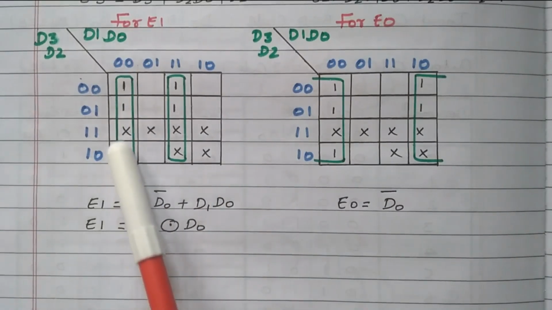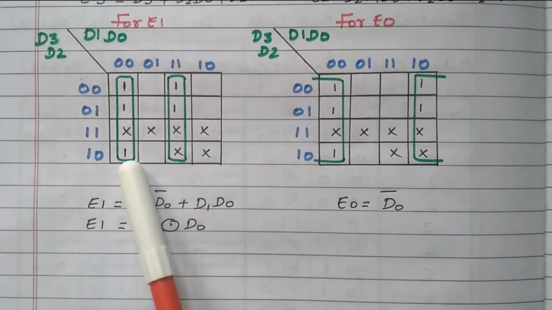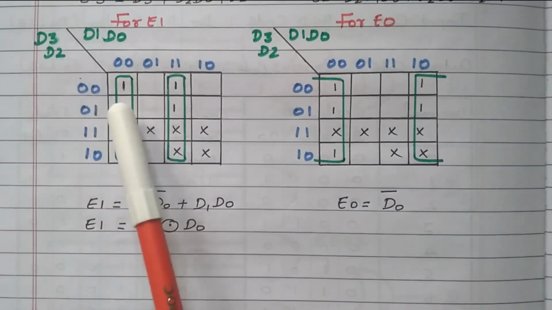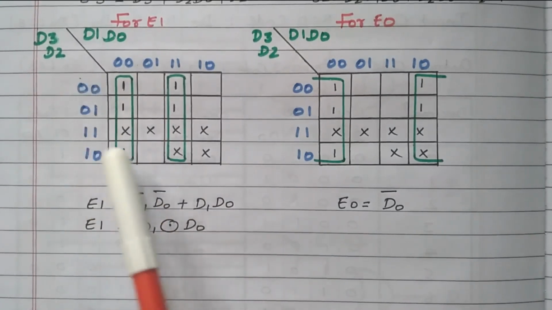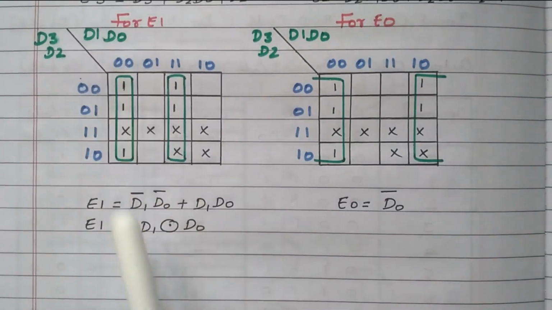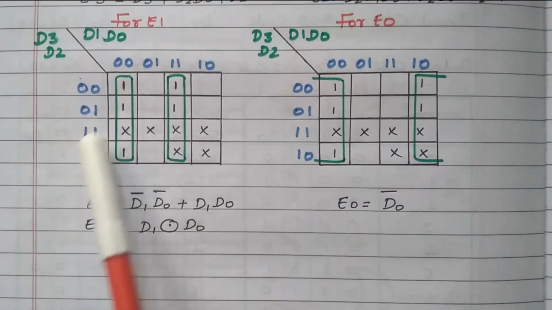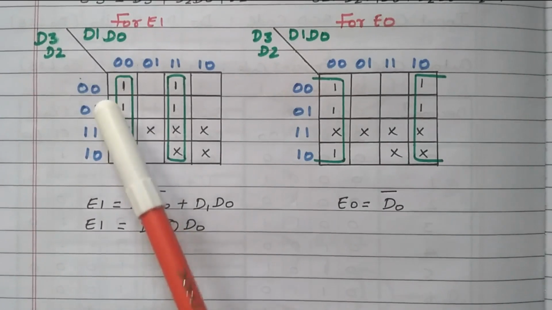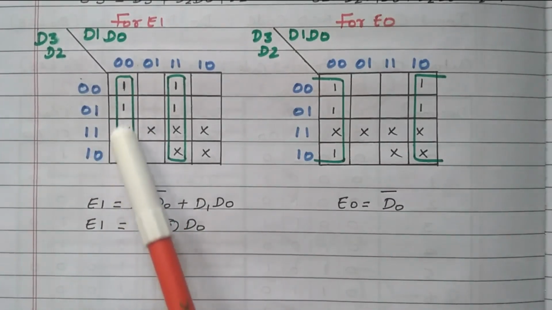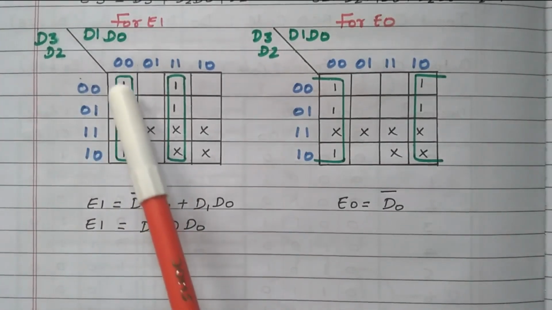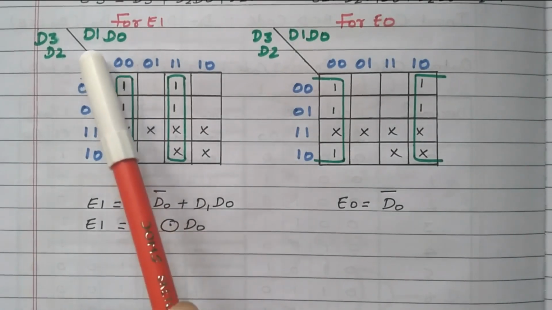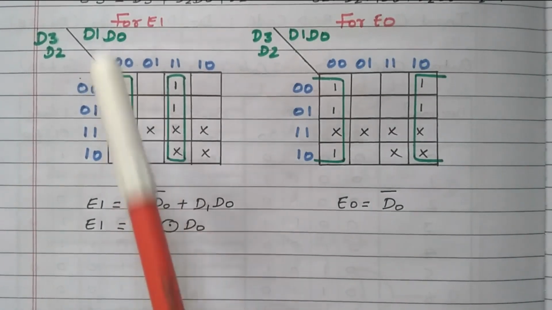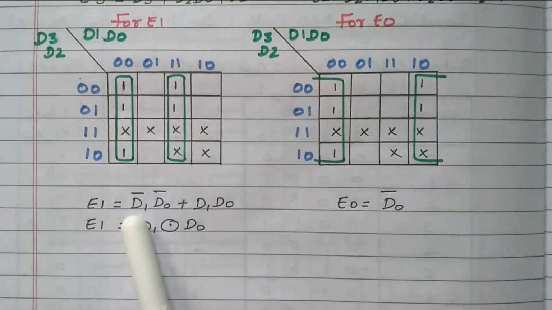Right. So while grouping these 4 cells, we have to refer first column, first row, second row, third row and fourth row. Then first column. So while referring rows, first row, second row, third row, all are cancelled. 0, 0 cancelled by 1, 1, 0, 1 cancelled by 1, 0. So we have to refer only the first column. First column 0, 0. What is that? D1, D0. That is D1 dash, D0 dash. Because of 0, 0, D1 dash and D0 dash.